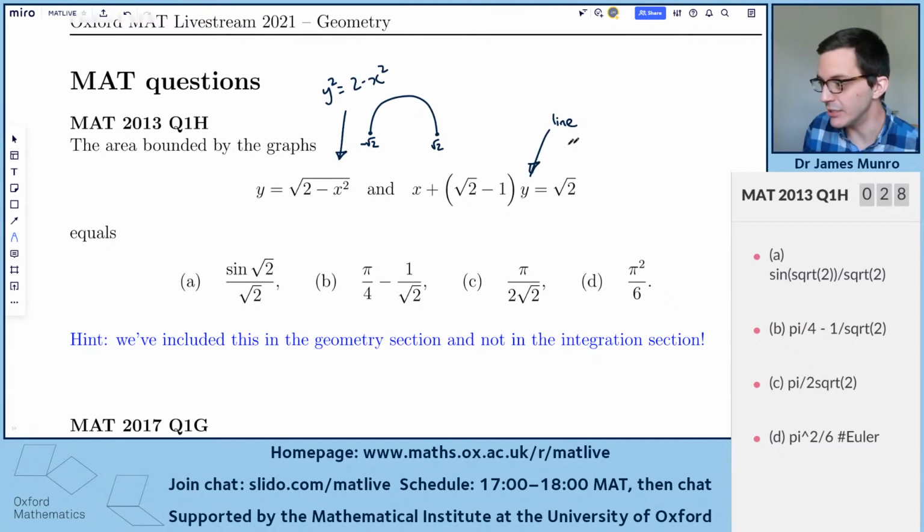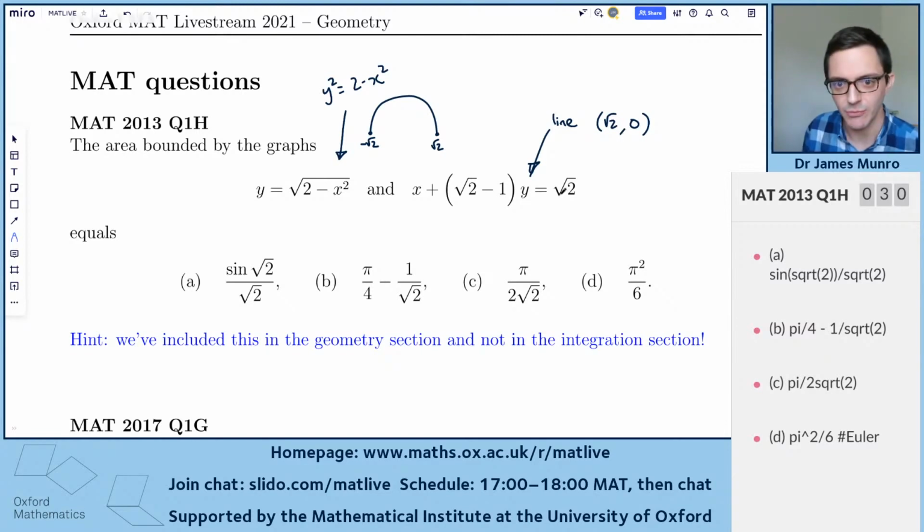This line is brilliant. It goes through root 2, 0, which I guess you can spot if you're looking for points that are on this line. You might look for the y-intercept and the x-intercept, or you might just think, oh, I hate this term with the brackets. I can make it go away if y is 0. Let's think about what happens when y is 0. When y is 0, this bit vanishes, and I'm just left with x equals square root 2. So I can discover this point on the line like that.